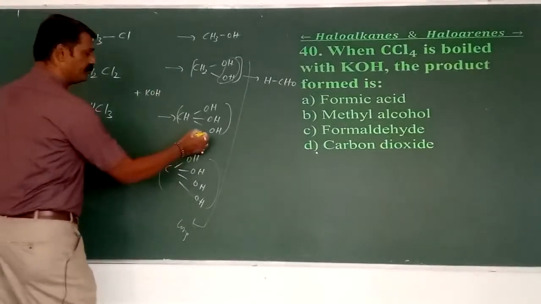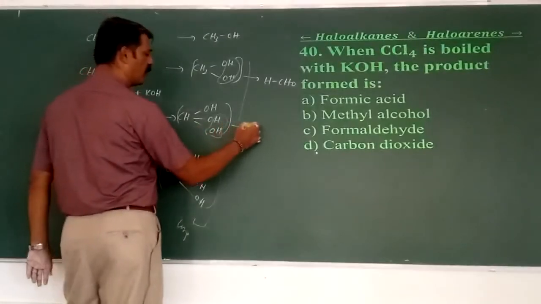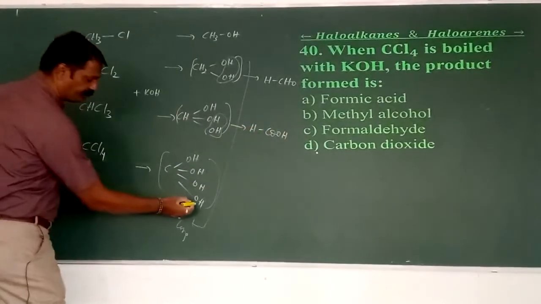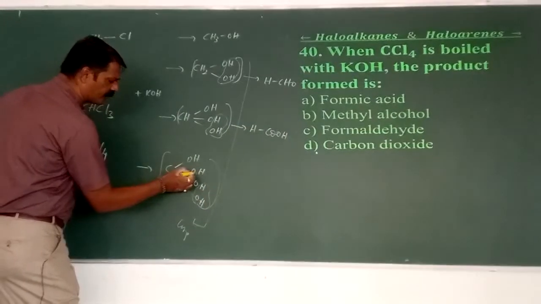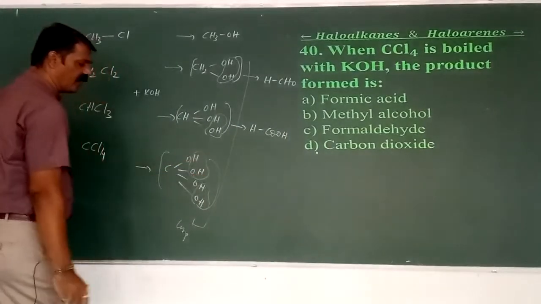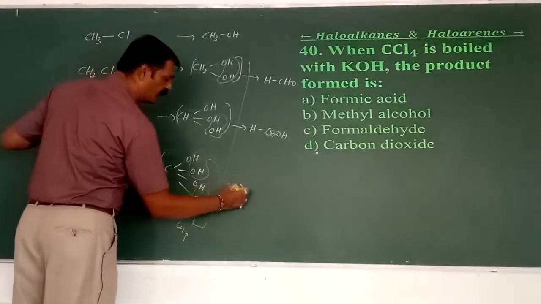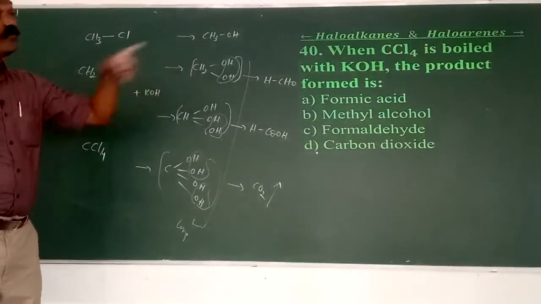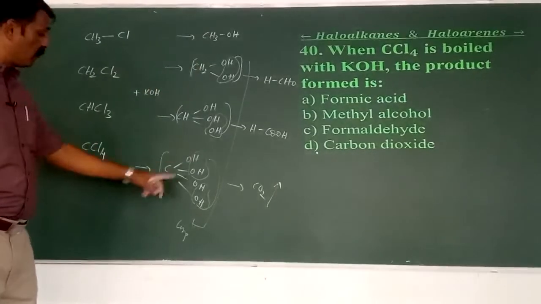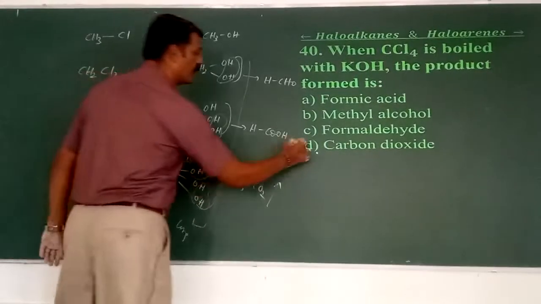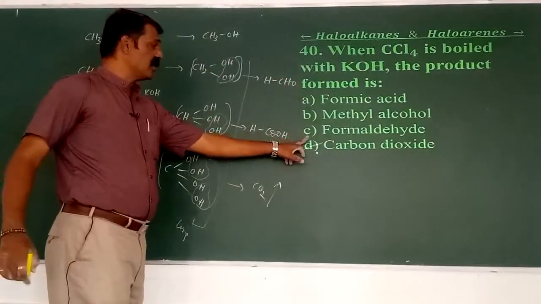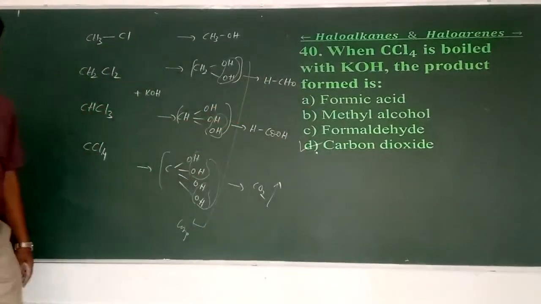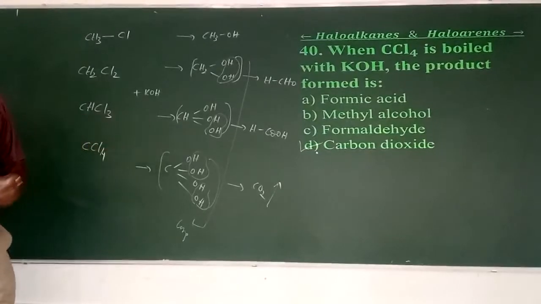Here, what happens? Removal of water to form formic acid. What is that? Formic acid. Here, what happens? H2O, H2O. What am I left with? There is removal of two molecules of water. I am left with only carbon dioxide. He has asked about CCl4 with KOH. CCl4 with KOH gives the main product. If it is methylene chloride, it gives formaldehyde. If it is chloroform, it gives formic acid. If it is methyl chloride, we get methyl alcohol. So with respect to CCl4, it is carbon dioxide.